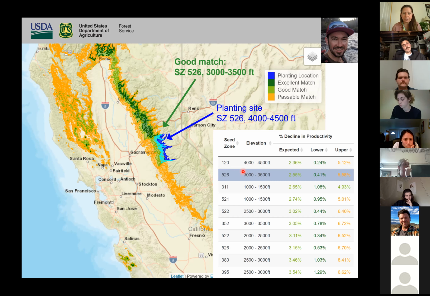So we want to plant at 4,000 feet. Let's go down 1,000 feet. And here we get a pretty good match. It's 2.5% overall on average if we could just go downhill. But I think what's cool about this tool is it shows that while that's a very simple way to do it, in fact, a better way is to go to a slightly different seed zone.